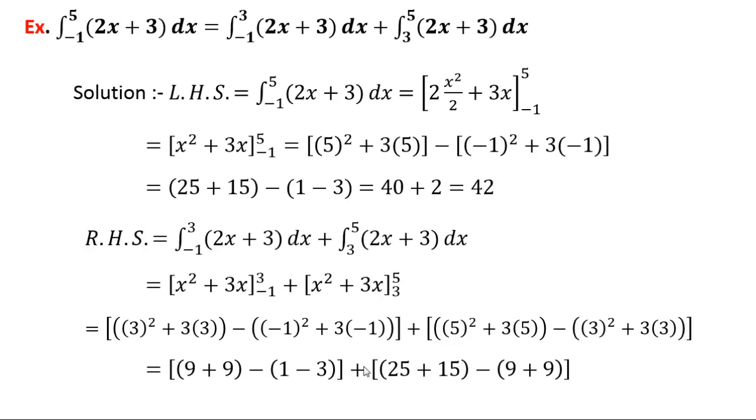I will skip this part. I will leave it to you. You can work out these calculations and then check your answers with my answer. My answers may be wrong.